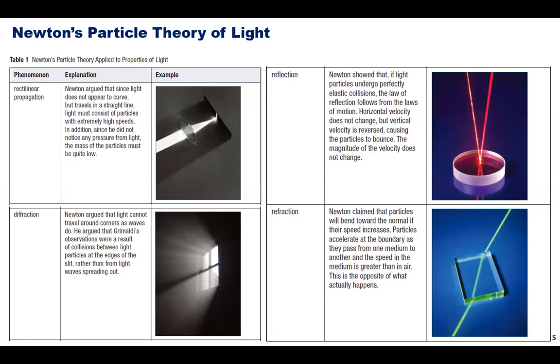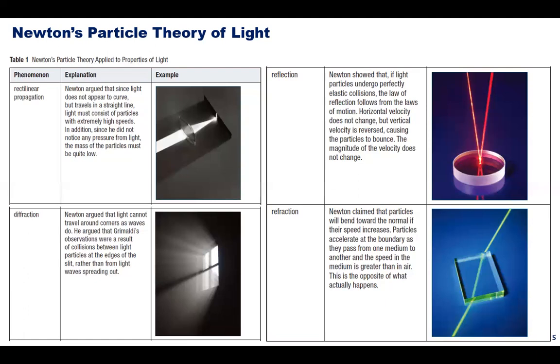Well, as to the phenomenon of reflection, Newton showed that if light particles undergo perfectly elastic collisions, the law of reflection follows from the laws of motion. Horizontal velocity does not change, but vertical velocity is reversed, causing the particles to bounce. The magnitude of the velocity does not change.